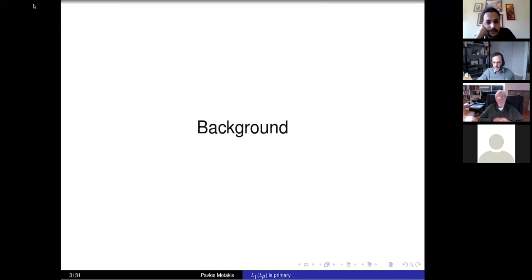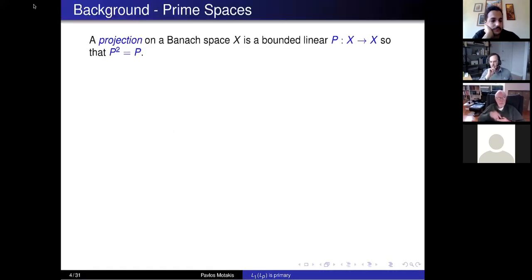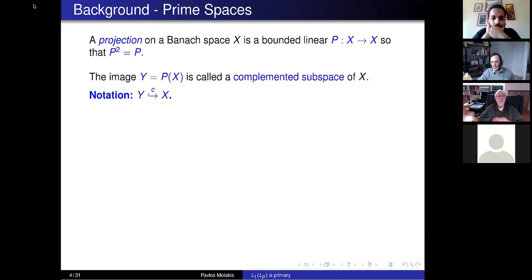Okay, so let's start with the background. What is a primary space? What notions do we need? What spaces are known to be primary? It has to do with projections. We're in an arbitrary Banach space. A bounded linear map is a projection if its square equals the map itself. The image of a projection is called a complemented subspace of the ambient space X. The notation we will use is this hook with a C on top. So Y is complemented in X if it is the image of a projection in X.